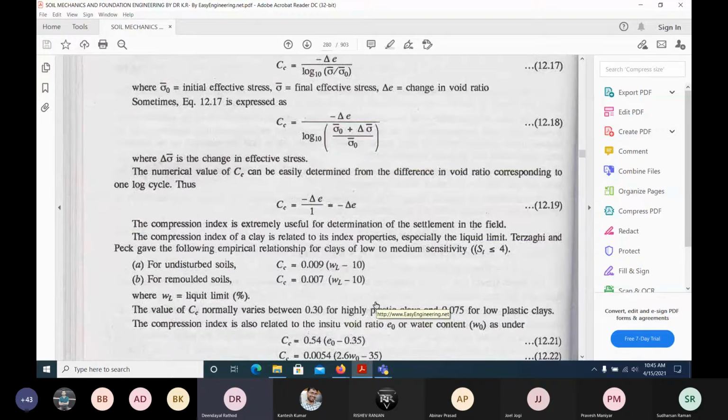So sensitivity we know. That means once we know the liquid limit, for undisturbed soil, Cc can be determined as 0.009 (WL minus 10). For a remolded soil, 0.007. So this equation also you should remember.